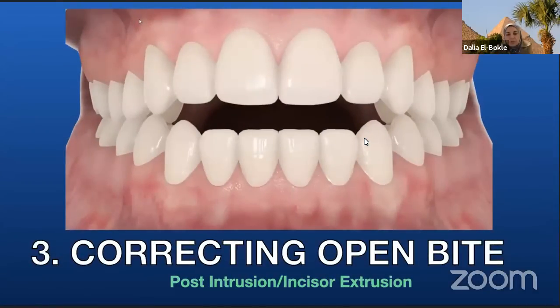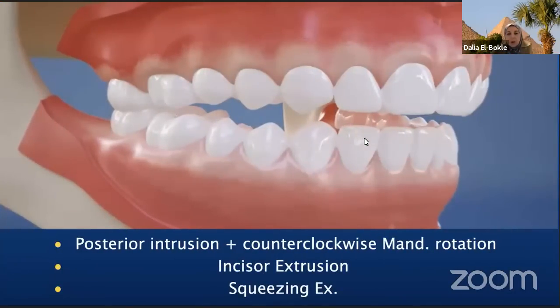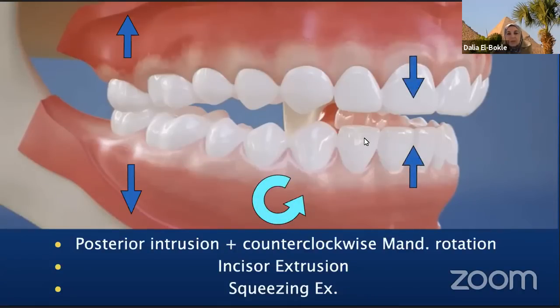The third indication for using disarticulation is the correction of open bite. And this is achieved by posterior intrusion and or incisor extrusion. So how do we achieve posterior intrusion? Well, let's look here. Correction actually is brought about by the occlusal forces on the molars that will result in posterior intrusion, along with counterclockwise mandibular rotation.